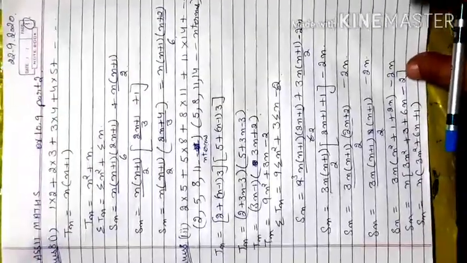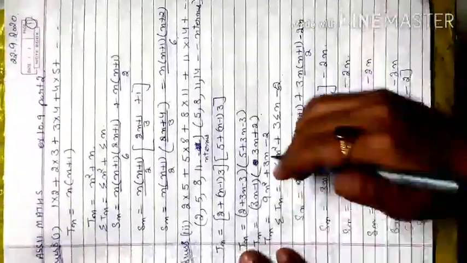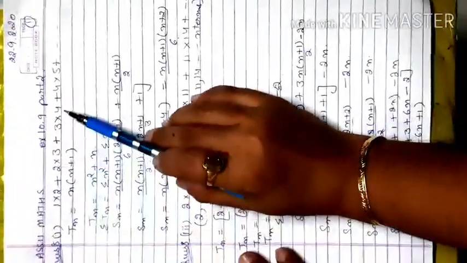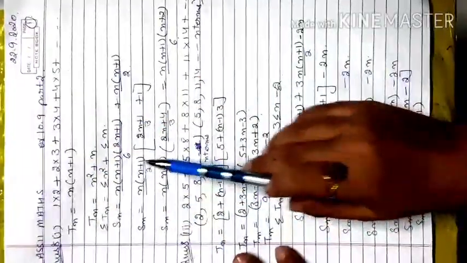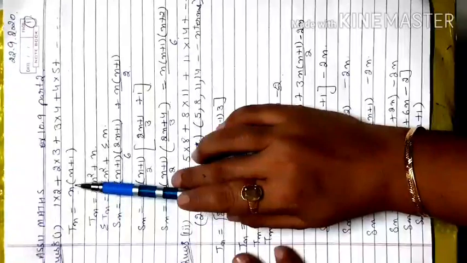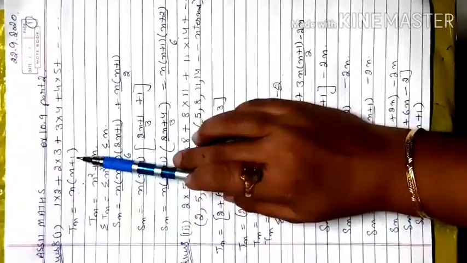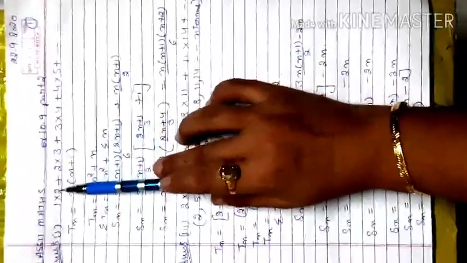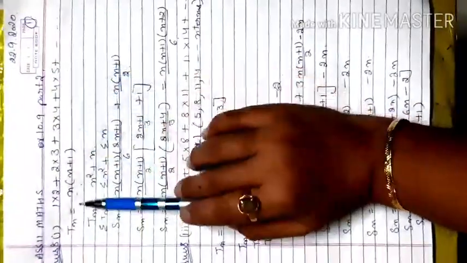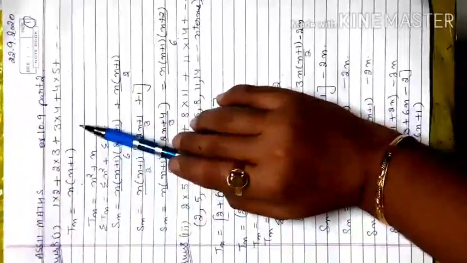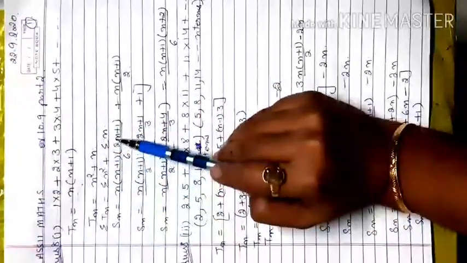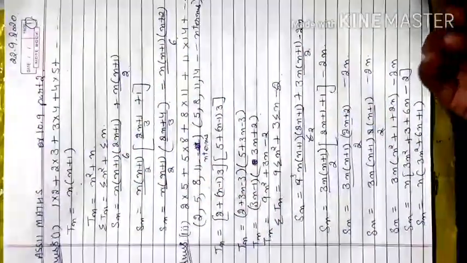I will just give you a quick review of this one. So here if your series is 1 into 2, 2 into 3, 3 into 4, 4 into 5, what you will do is find the nth term of this one, which will be n into n plus 1. Why? Because 1, 2, 3, 4 are the n terms, and n plus 1 is added to that. So the nth term of this is n into n plus 1. You open it, apply summation and directly apply the formula.